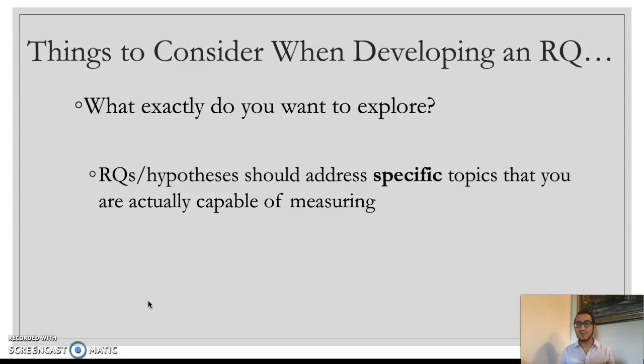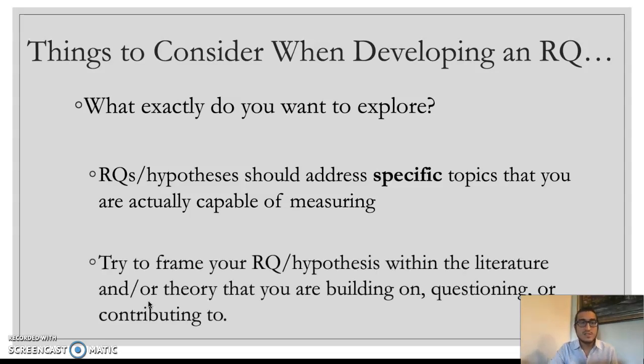So we need to be sure that the questions, research questions or hypotheses we're developing, are things that we can actually collect empirical evidence on so we can analyze that data and articulate some informed answers. You should always try to frame your research question or hypothesis within the literature and/or theory that you're building on, questioning, or contributing to. Again, that's why reviewing pre-existing scholarly sources is such an important component of the research process, because it helps us understand what's already been found, right?